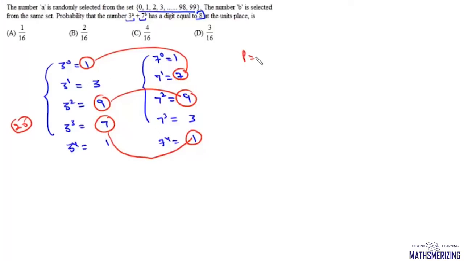So probability of choosing this favorable A will be simply 3 divided by 4. And once we have chosen A, then B is automatically chosen 1 out of 4. So it will be this 1 by 4. So the required probability is 3 by 16, and that's your option D.